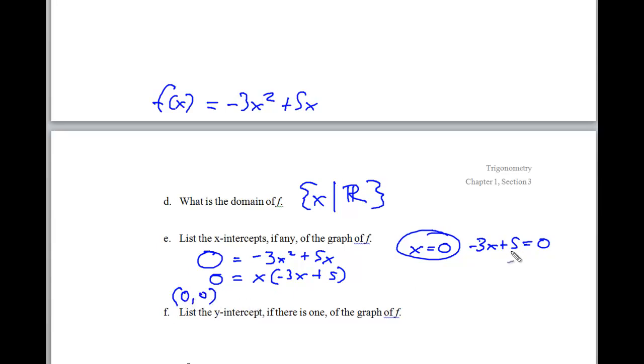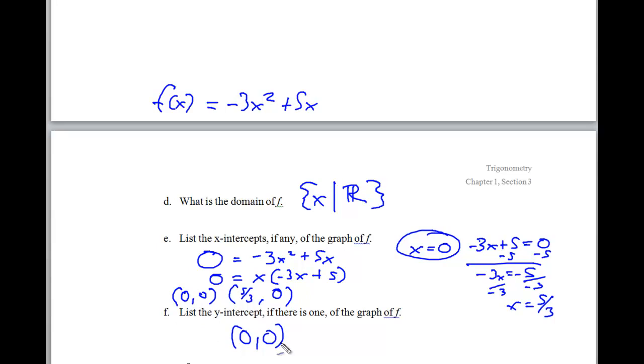And then we're going to subtract 5 from both sides. Negative 3x is equal to negative 5. And then we divide both sides by negative 3. So x is equal to negative divided by negative, positive 5/3. That's my second x-intercept at 5/3, comma 0. Now, for part f, which kind of ends our part of this problem here, it says list the y-intercept if there is one. Well, there is a y-intercept at the origin, 0, comma 0. That was kind of easy since the origin is the x-intercept, the origin is the y-intercept.